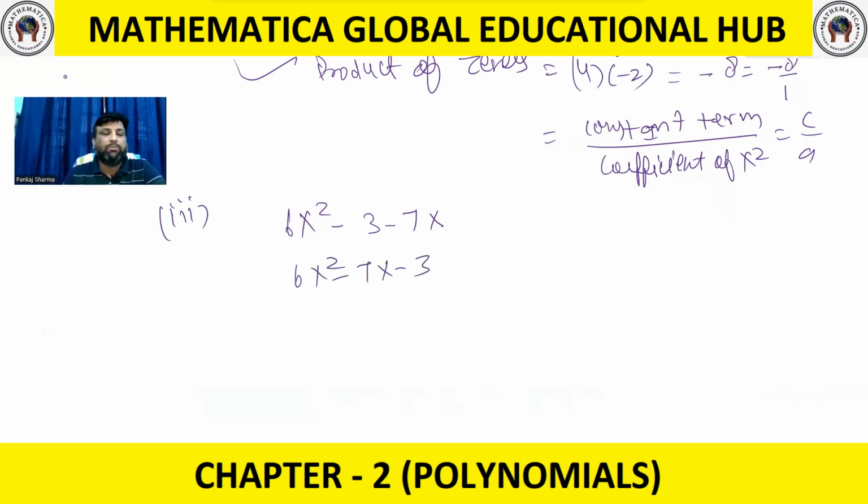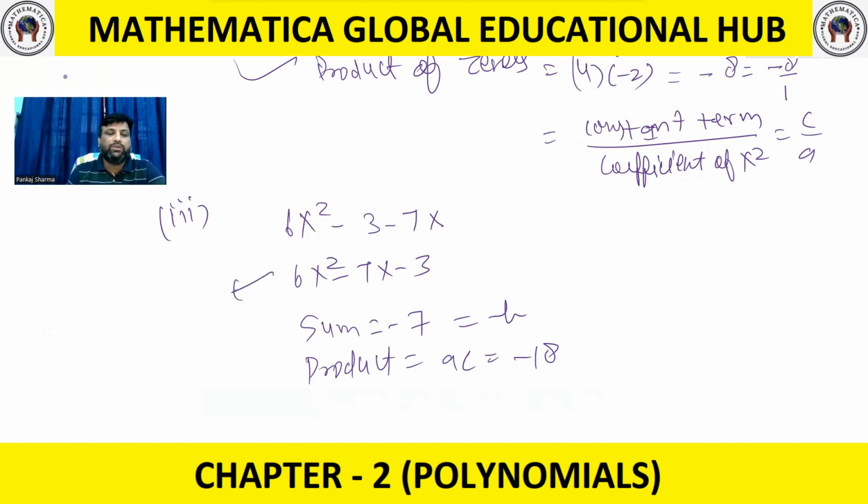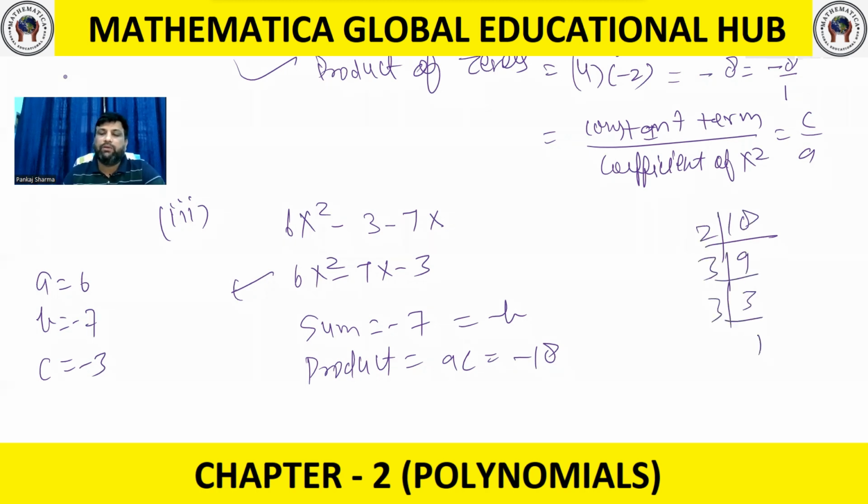So here we want two numbers actually, whose sum should be equal to what? Minus 7, and product should be equal to a into c. Yes. Minus 7 means what? B. And product should be equal to AC. So 6 into minus 3, if you do, it will be minus 18. Here everybody knows A means coefficient of x square, B means minus 7, and C means minus 3. Yes. So now we need to find the prime factors of 18. 2, 9, 3, if I divide 3, 3, if I divide, it will be 1.